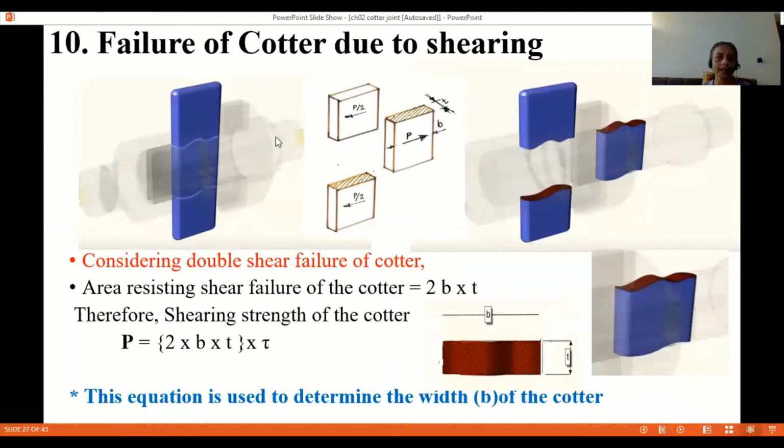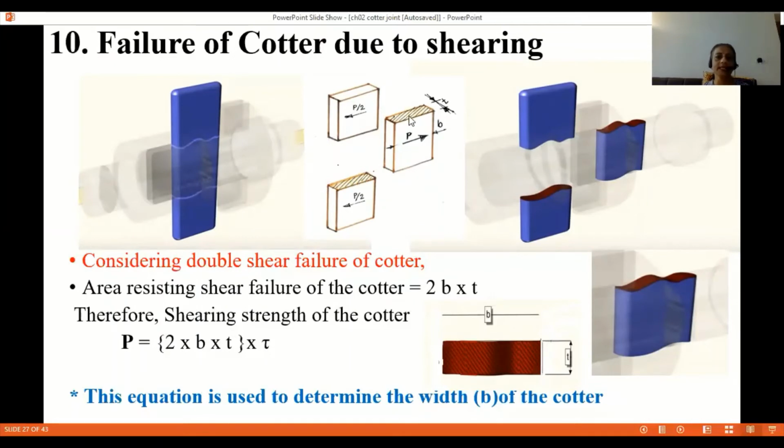Tenth step is failure of the cotter due to shearing. When the cotter is weak, it will get separated. This much portion of the cotter will move along with the spigot and this will remain inside the socket. So the cotter will be sheared off this way and we call it a double shear failure because there are two areas of failure.